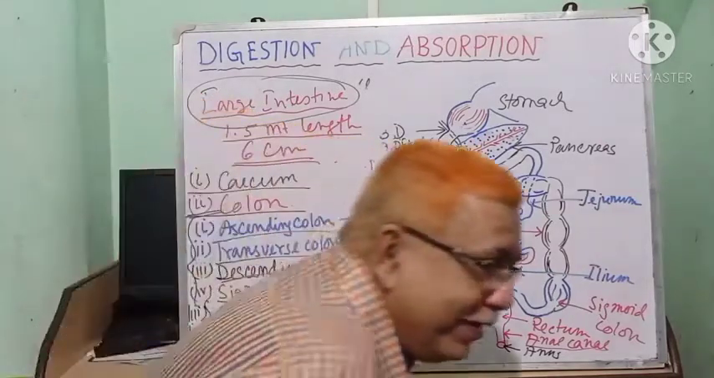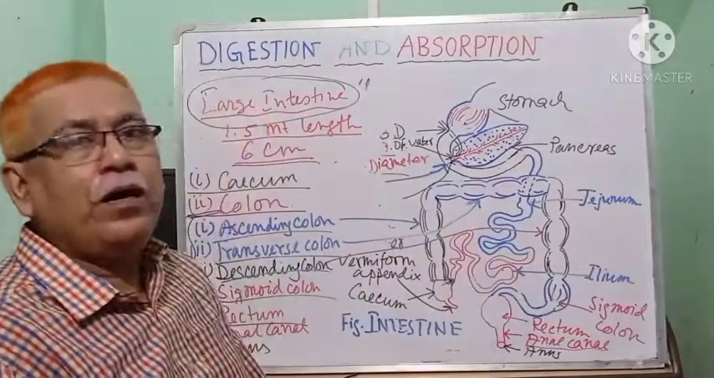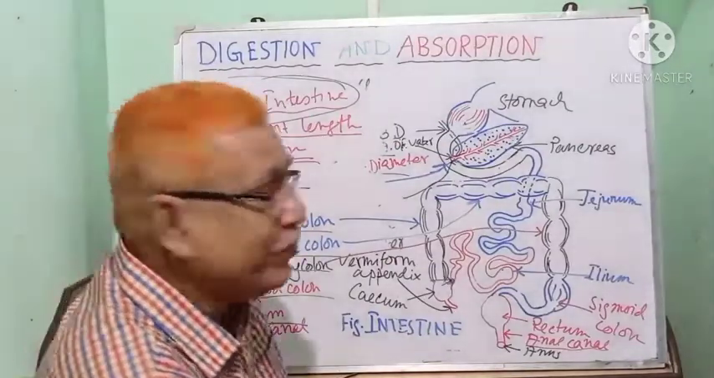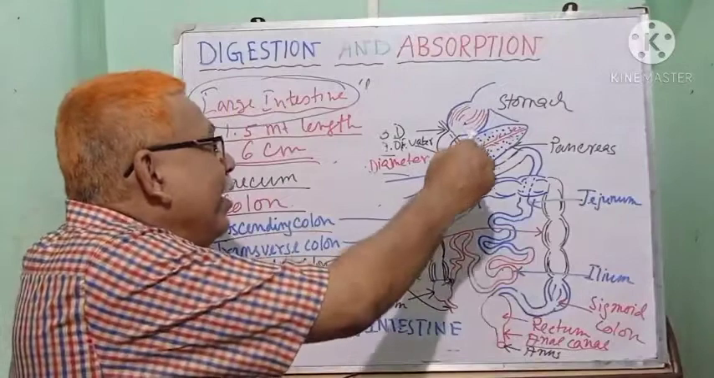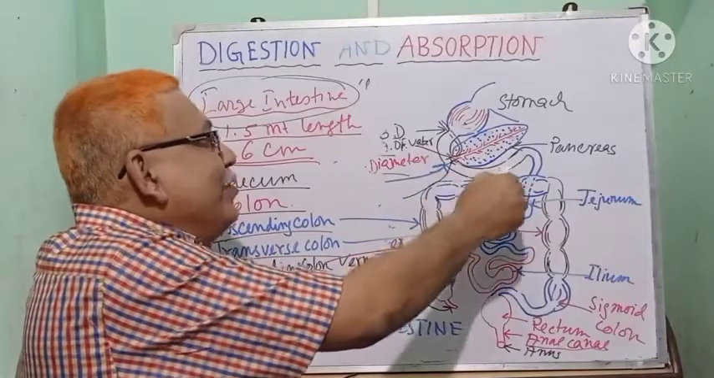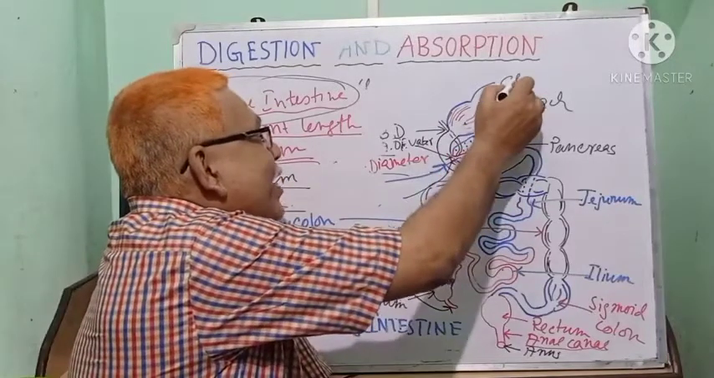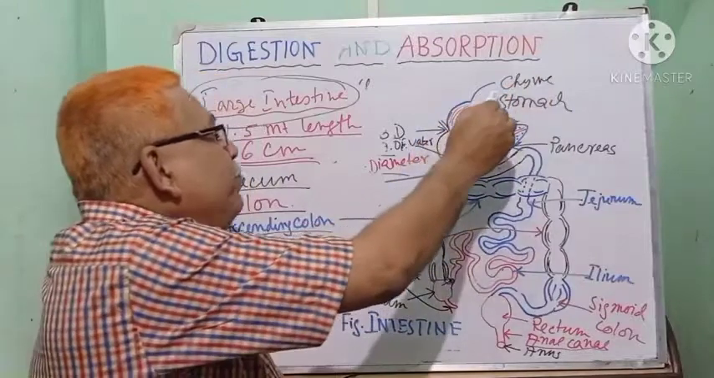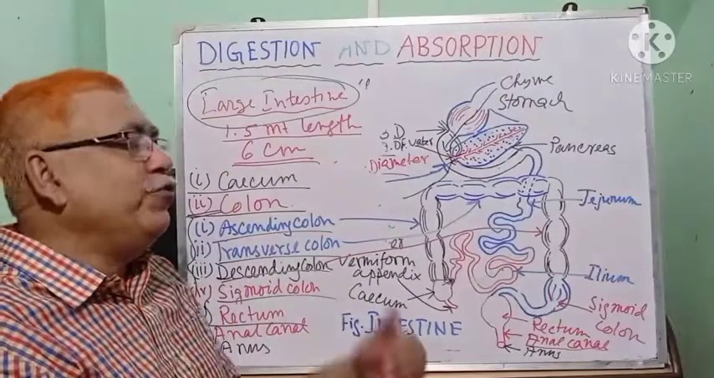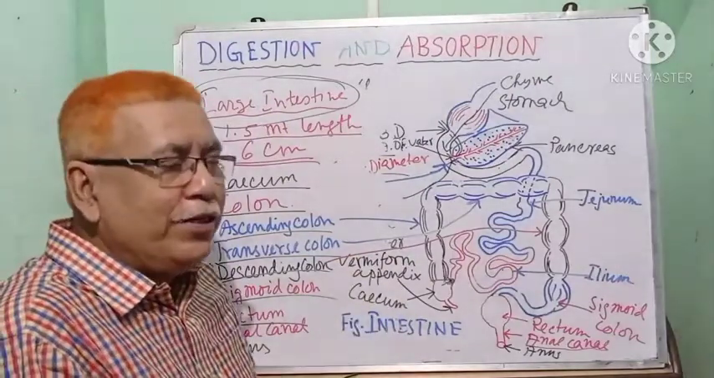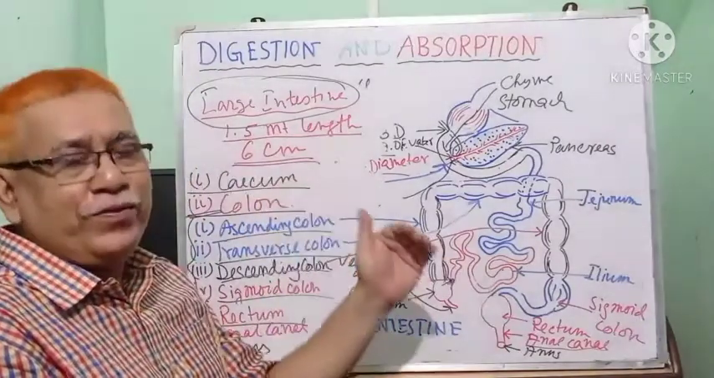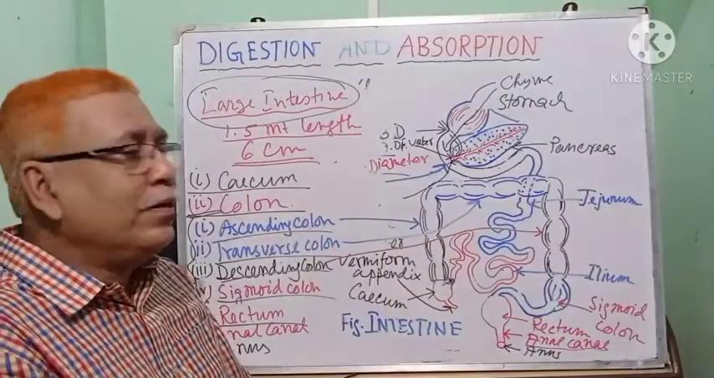Now, what is the function of intestine? Function of small intestine, actually digestion takes place here. Duodenum, that is the first part of the intestine, receives chyme. There is chyme within the stomach. Chyme enters into the duodenum, and chyme, that is undigested or partially digested food materials, then undergoes digestion in the small intestine.